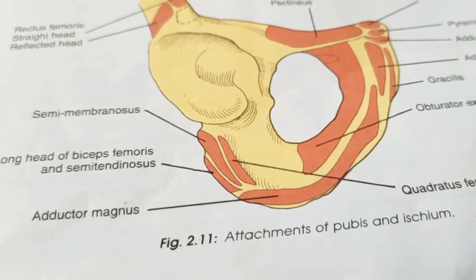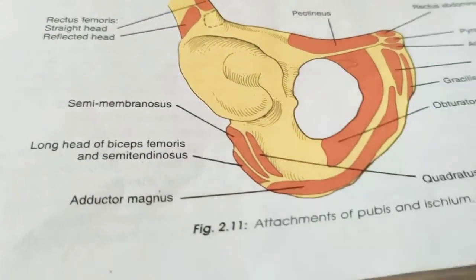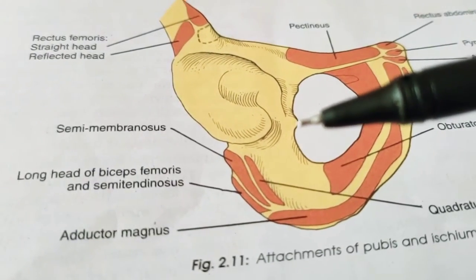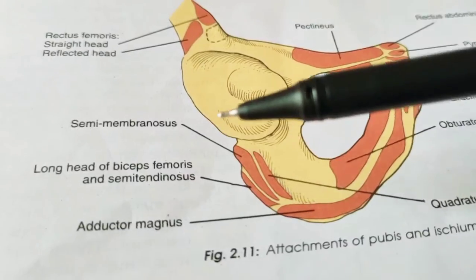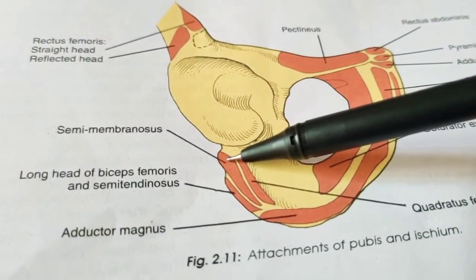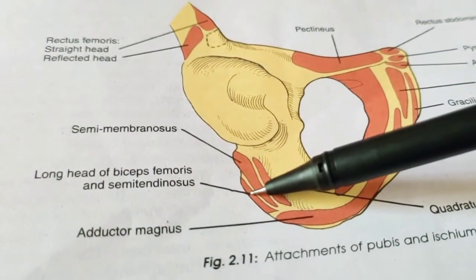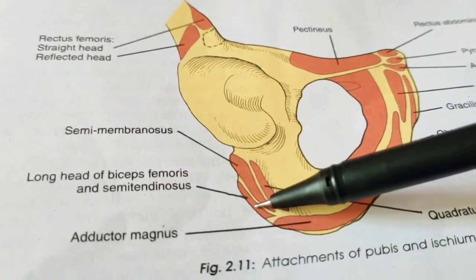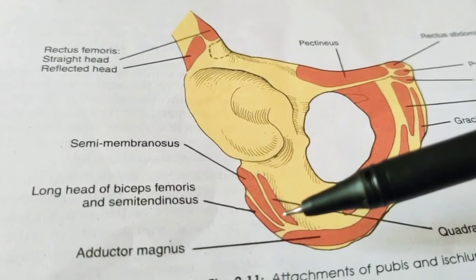Okay. Now let us see the attachments of the ischial tuberosity. So this is the ischial tuberosity. What are the different attachments? The first one is the superior lateral area, which gives origin to semimembranosus. You can see this is the semimembranosus superior lateral origin. Also there is semitendinosus and the long head of biceps femoris. They all get their origin from the ischial tuberosity.